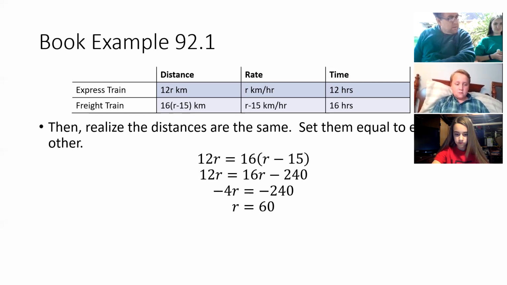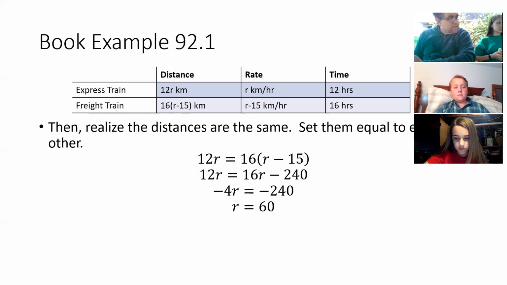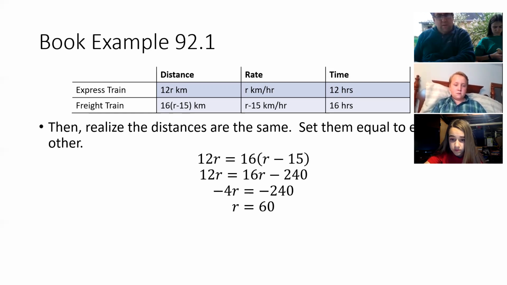On Tuesday, the express train made the trip in 12 hours. On Wednesday, the freight train made the same trip in 16 hours. Find the rate of each train if the rate of the freight train was 15 kilometers per hour less than the rate of the express train. Okay? So what are we looking for? We're looking for the rate of the freight train. I'm sorry, the rate of the express train. Find the rate of each train.